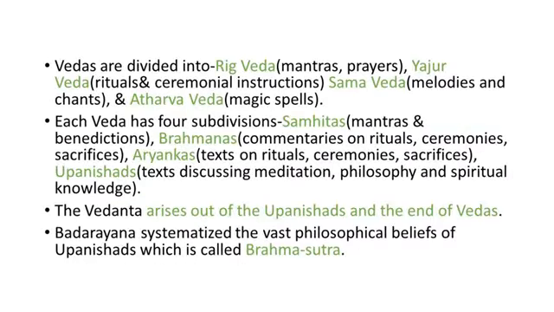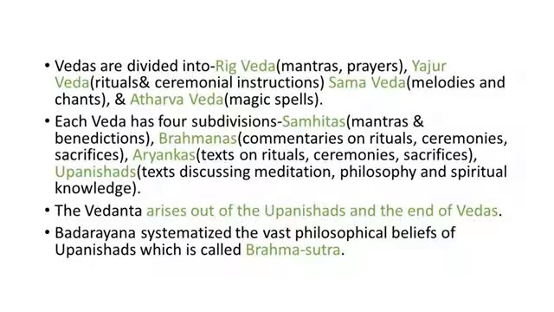The Vedas are divided into four, which are Rig Veda, which contains mantras and prayers, Yajur Veda, which contains ritual and ceremonial instructions, Samaveda, which contains melodies and chants, and Atharva Veda, which contains magic spells.